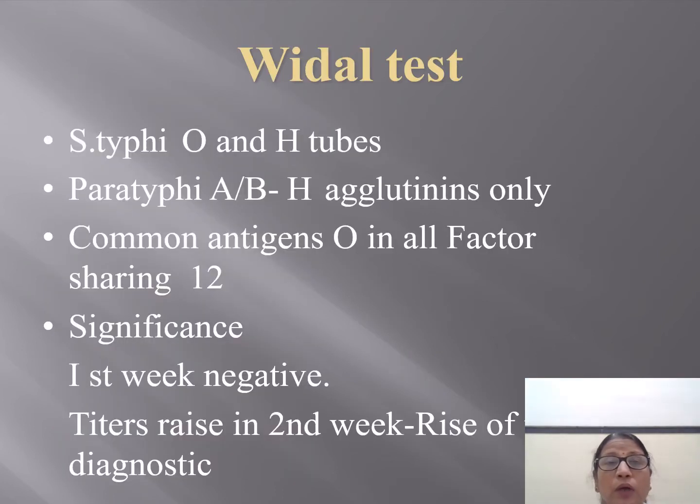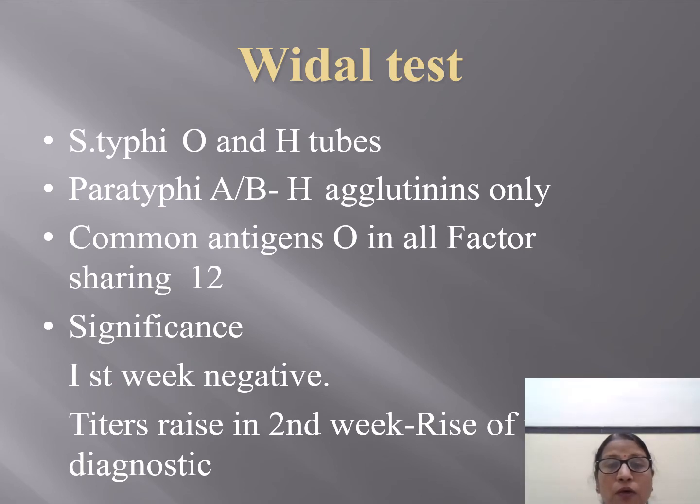So Salmonella Typhi O and H tubes are the first two sets. The third set will be for Paratyphi A H agglutinin only, and the fourth set will be for Paratyphi B H agglutinin only. Now the question arises again, why a common antigen O? Because of factor 12 sharing among all these three strains. So a common O antigen has been taken.